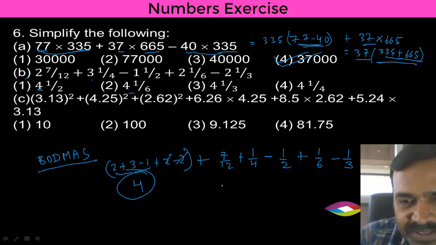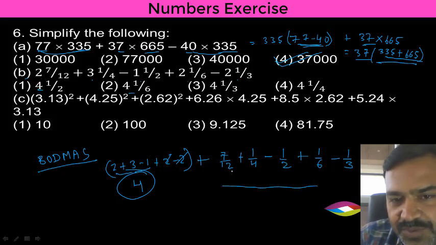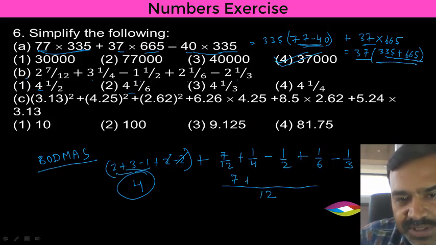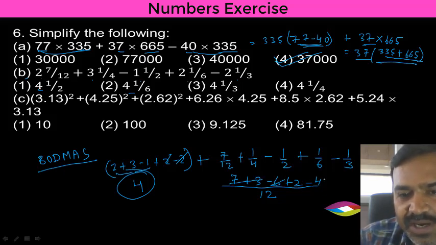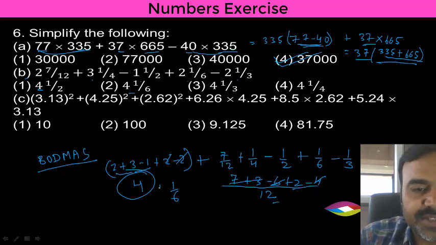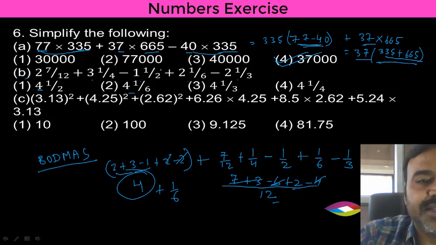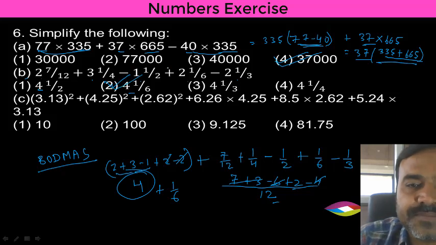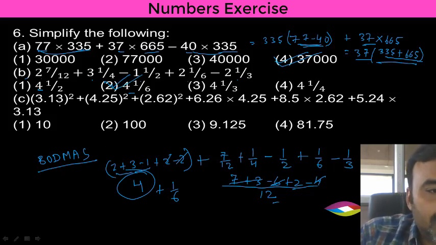Okay. So we have to simplify this fraction part. Take the LCM of 12, 4, 2, 6, 3, that is 12. 12 ones are 12 so 7, 4 3s are 12 so 3, minus 2 6s are 12, plus 6 2s are 12, minus 3 4s are 12. So we have 6 and 4, 10, 7 and 3, 10. So 7 and 3, 6 and 4 are cancelled. We are left with 2 by 12, that is 1 by 6. So the answer is 4 plus 1 by 6 and that is the second option. Okay. Now the third one.